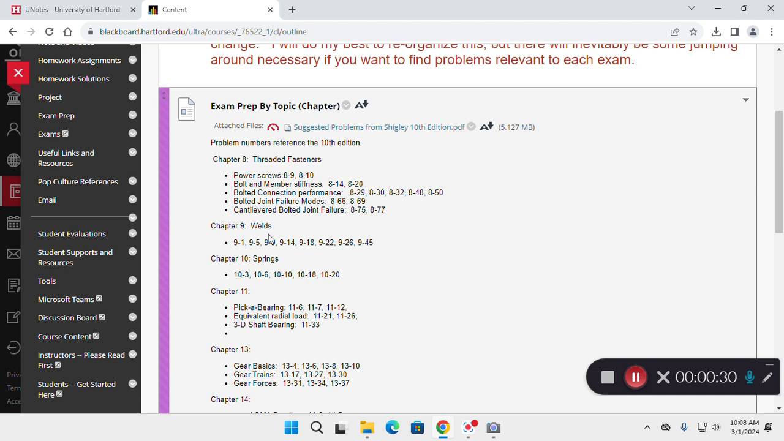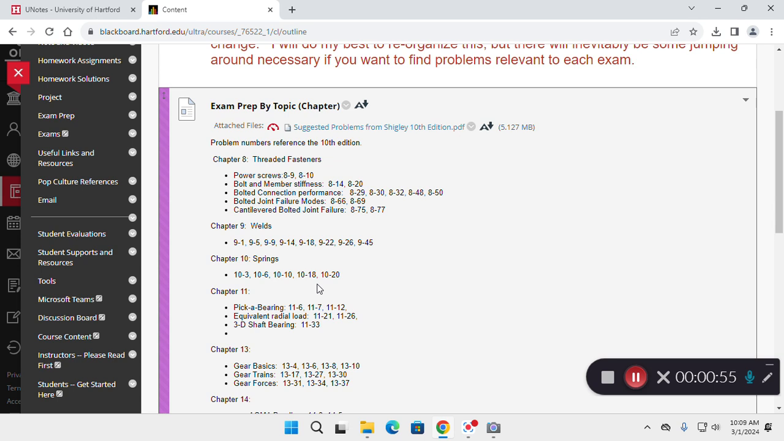We're covering for this exam some amount of ME470 stuff, so I want to make sure we look at some of that just to get an idea of what the expectations are. We do welds, springs, and bearings. Wow, I didn't mean to do chapters 9, 10, and 11, but I did.